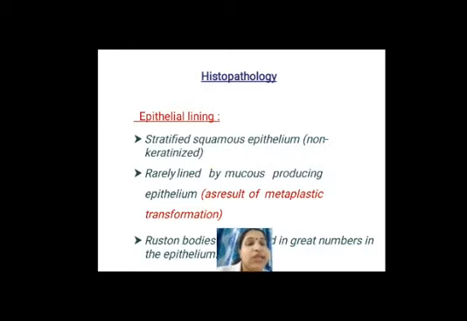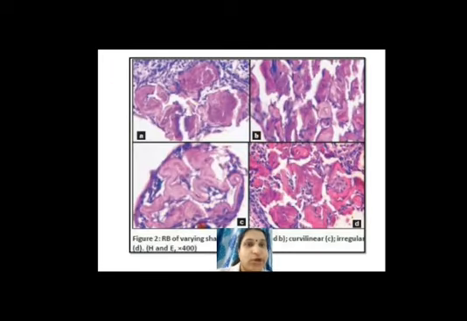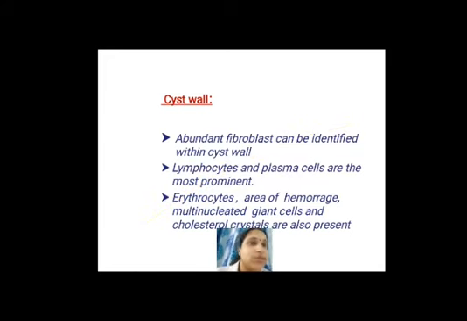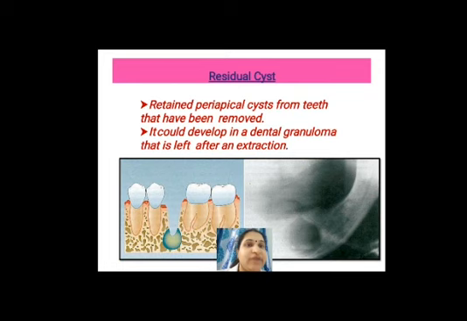Histologically, there will be a non-keratinized epithelium, and one striking feature is the presence of Rushton bodies. They are hyaline bodies which appear as irregular eosinophilic glassy structures, often with a granular center, within the epithelial lining and less frequently in the connective tissue wall of a proportion of odontogenic cysts. These are hairpin bend-like, curvilinear structures, the Rushton bodies. Much inflammation will be seen in the connective tissue.